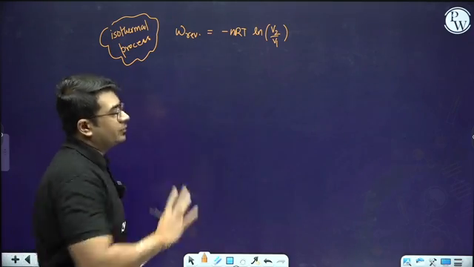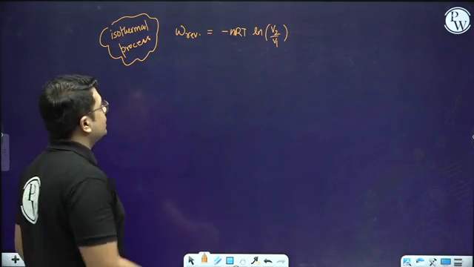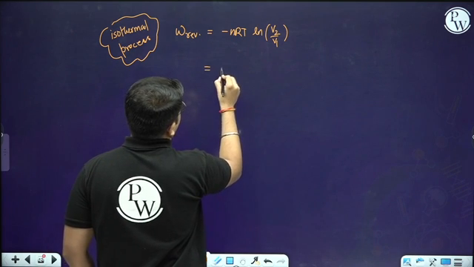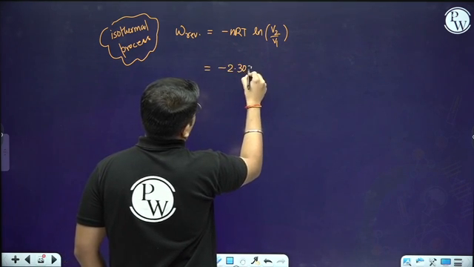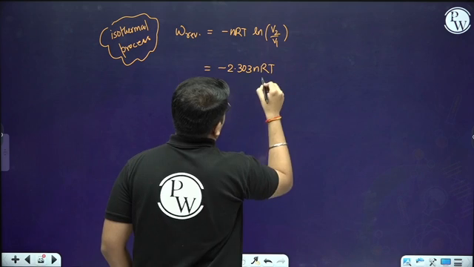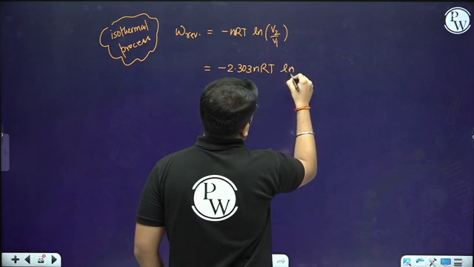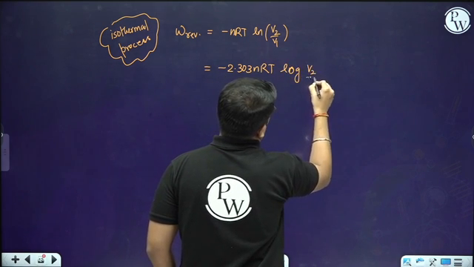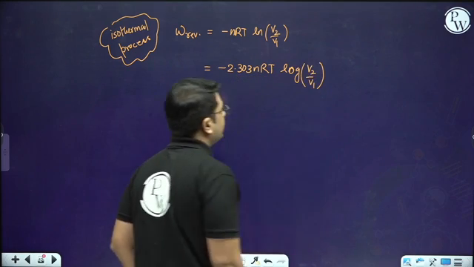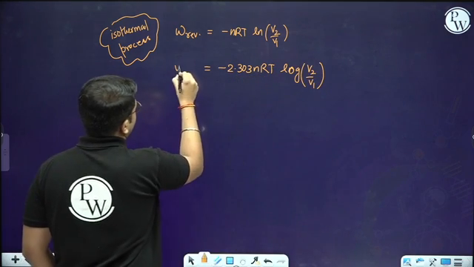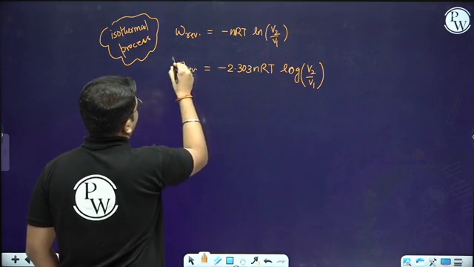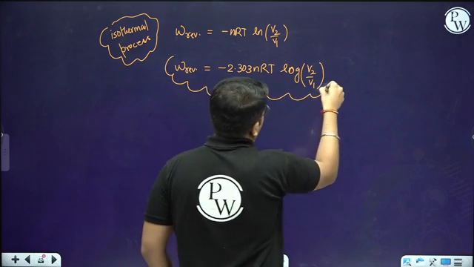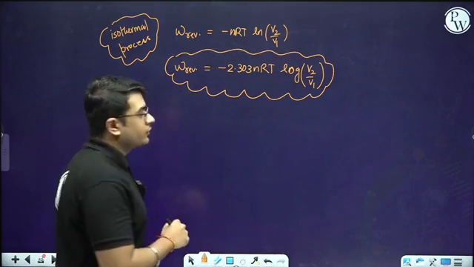So I am writing this directly. Now in this case you can also write down the formula, which is minus 2.303 nRT log V2 over V1. You can also write down the formula like this, which is W reversible. This is the first formula for the reversible part.